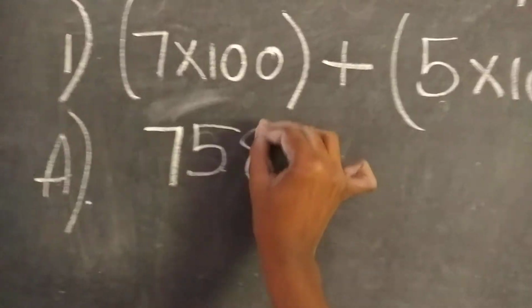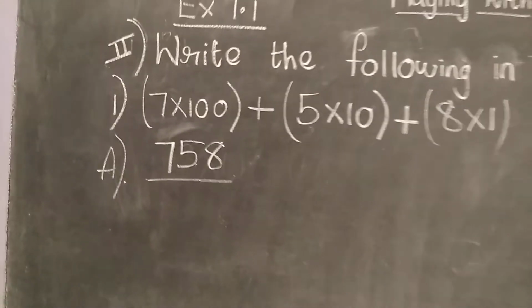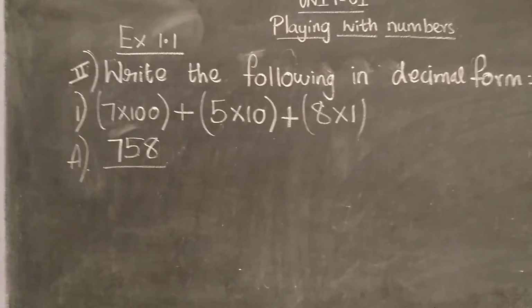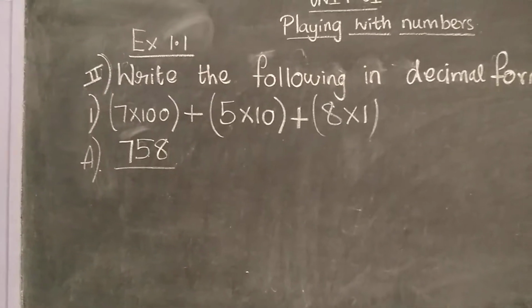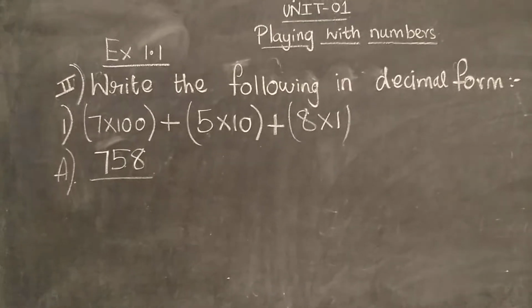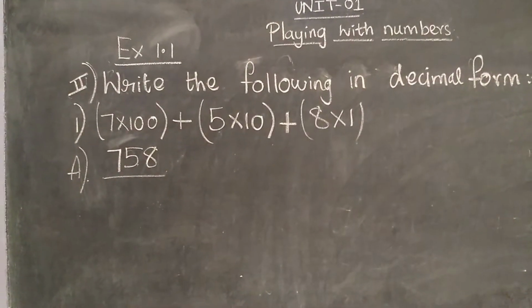So the answer is 758. 7 into 100 plus 5 into 10 plus 8 into 1 can be written in the decimal form as 758. Okay, let me go for the second one now.